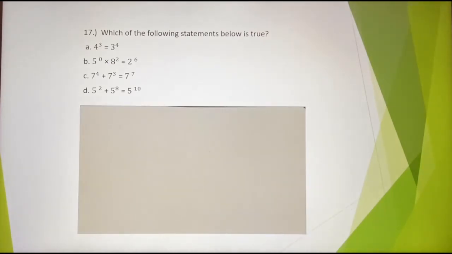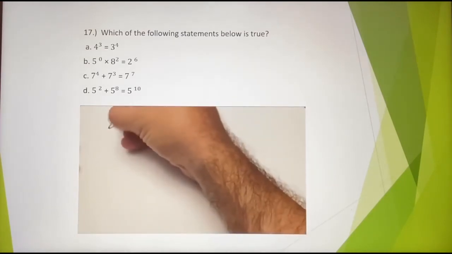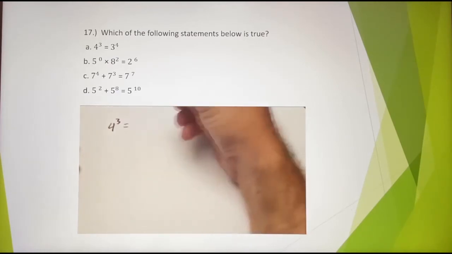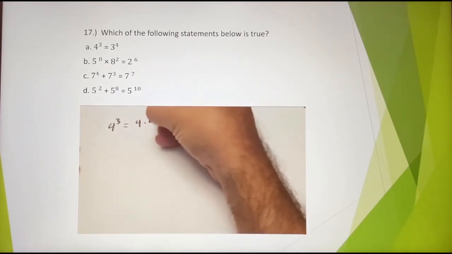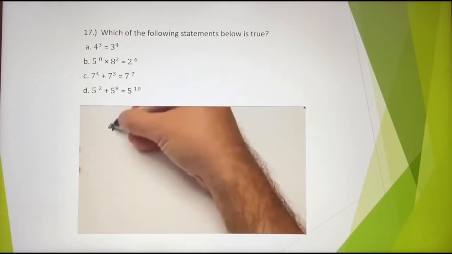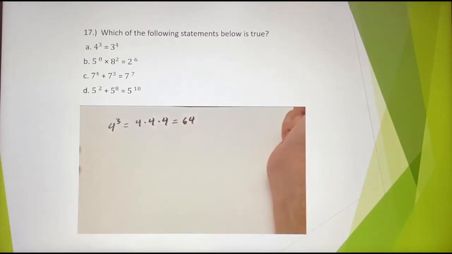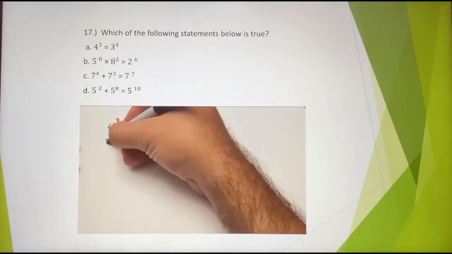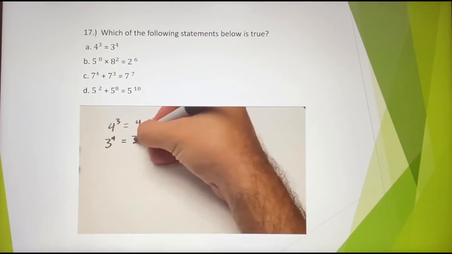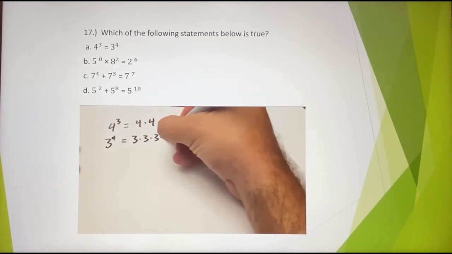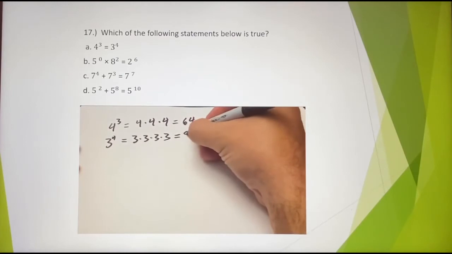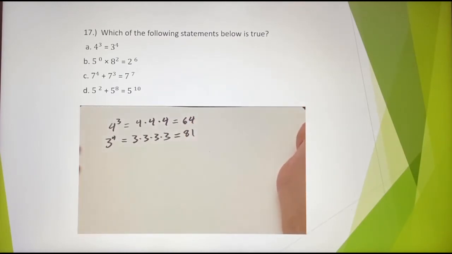Okay, number 17 is just going to be more or less a review of some algebra. So when we have 4 raised to the 3rd power, that means 4 times 4 times 4. We're multiplying the base times itself 3 times, and this gives me 64. So 3 to the 4th power would be 3 times 3 times 3 times 3. And if we throw that in the calculator, we're going to find that is 81. 64 is not equal to 81, so we know A is not the right answer.